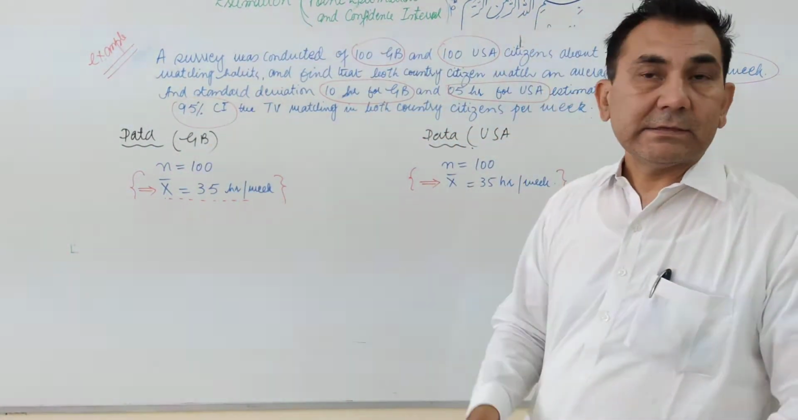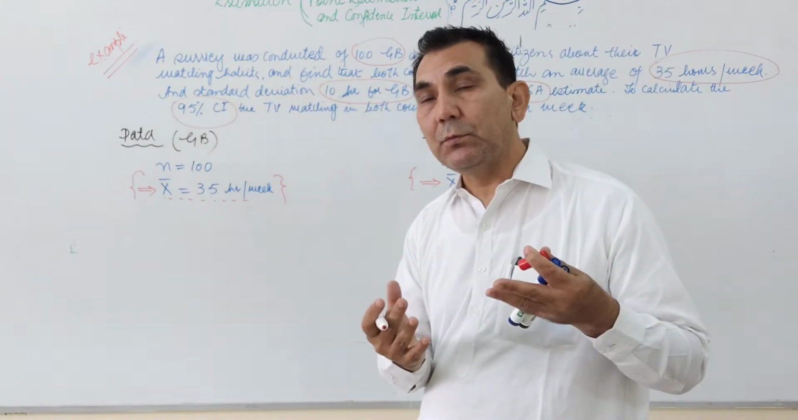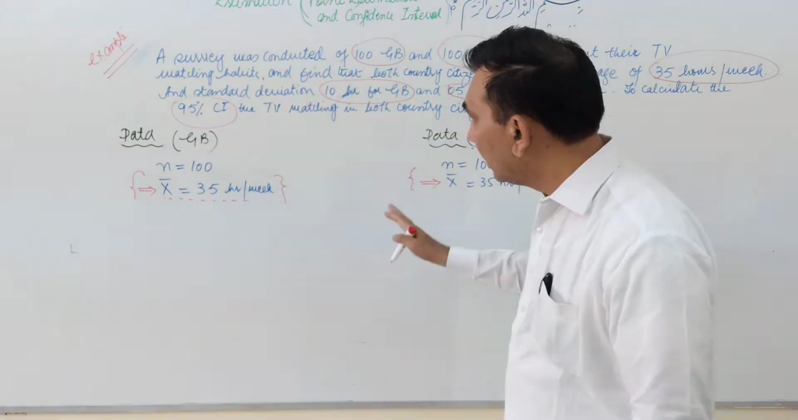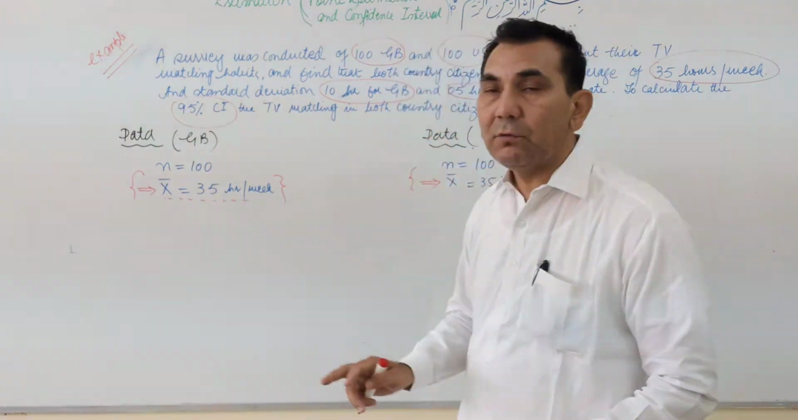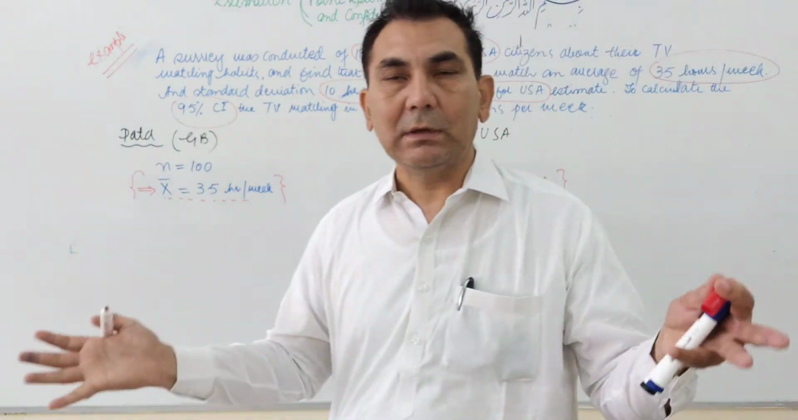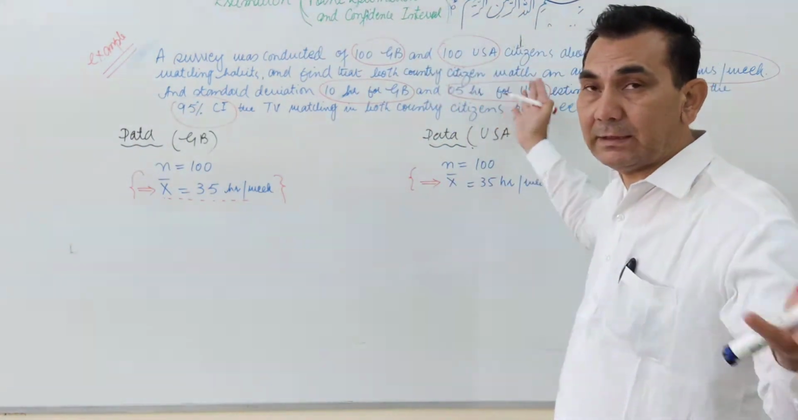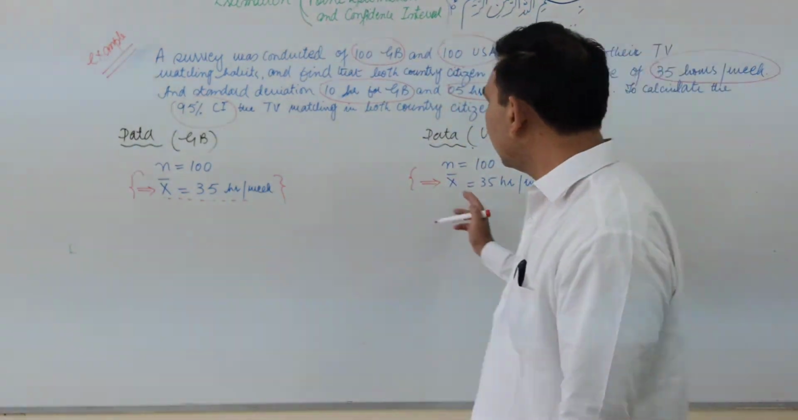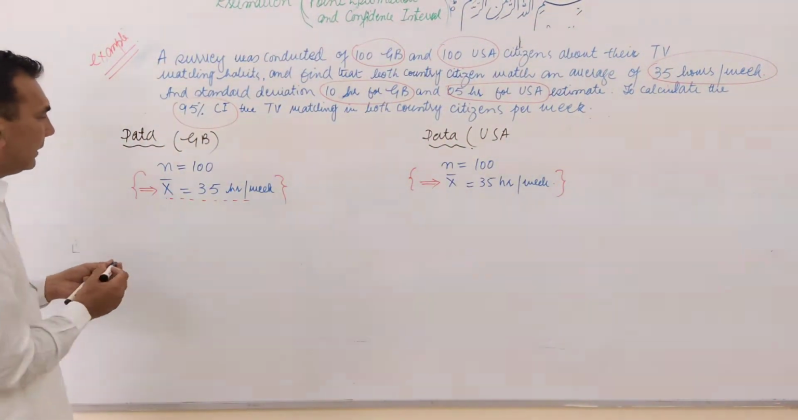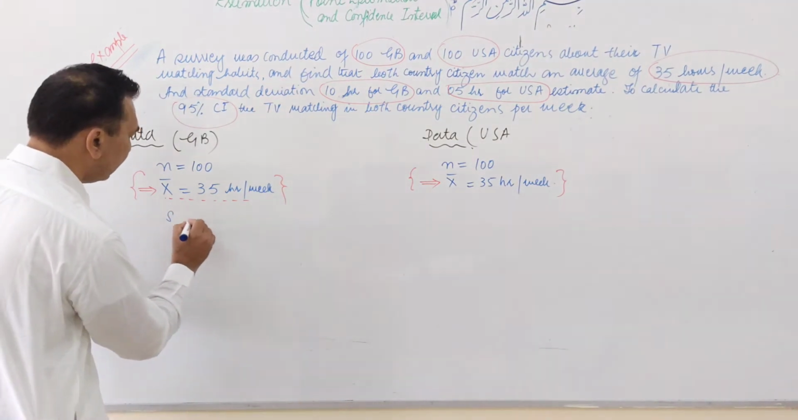Okay, as I told you earlier, the point estimation is a single value which is an estimate of the population parameter. So this is the mean of 35 hours per week, for citizens watching TV in Great Britain and in the USA. So now we will draw the other data from this example, the standard deviation.